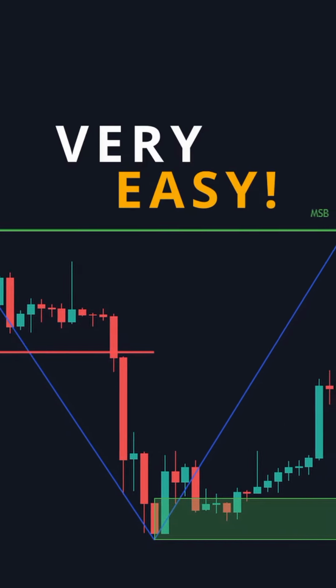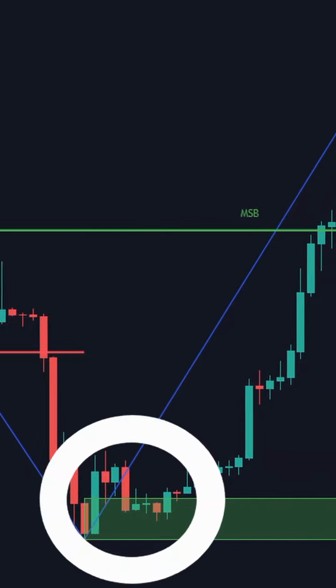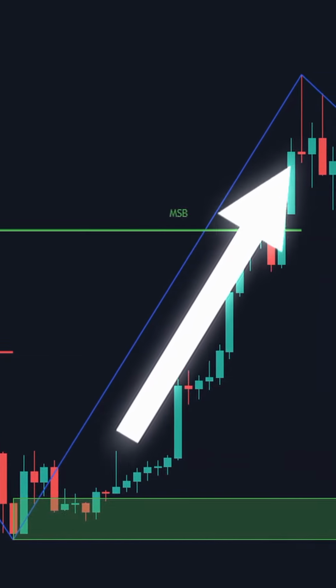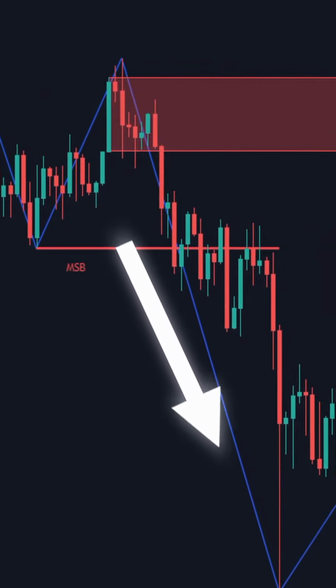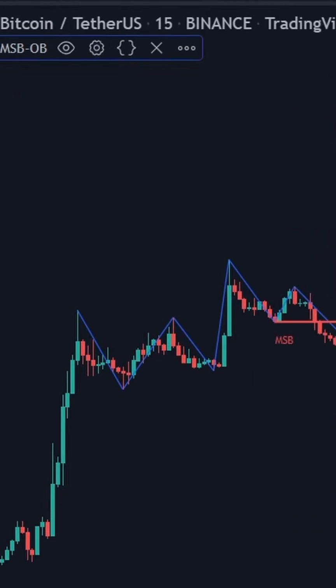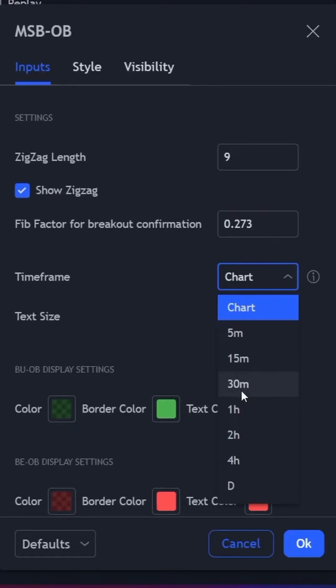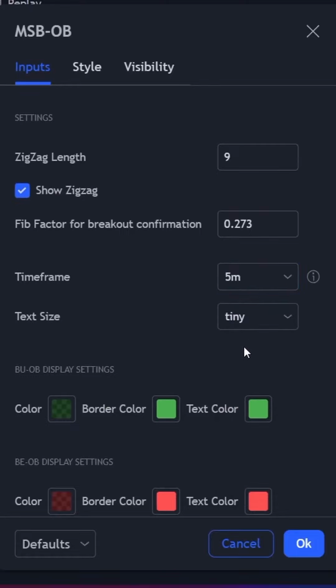The strategy is very easy. When the price breaks above the green area, that is the time to buy. But when the price breaks below the red area, that is the time to sell. You can also go to the settings menu again to change this indicator into a shorter time frame so the trades can be more accurate.